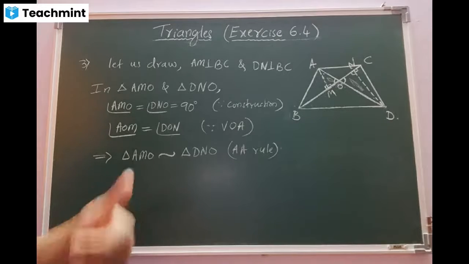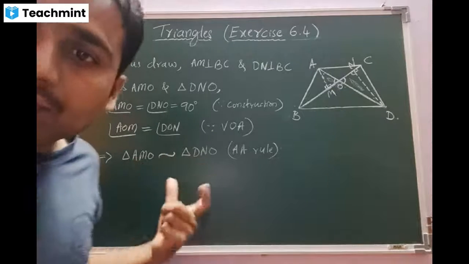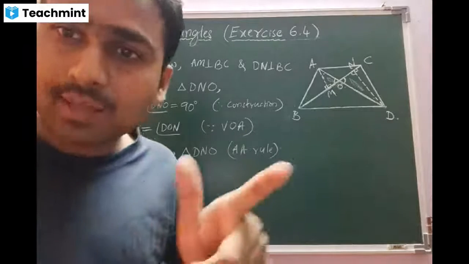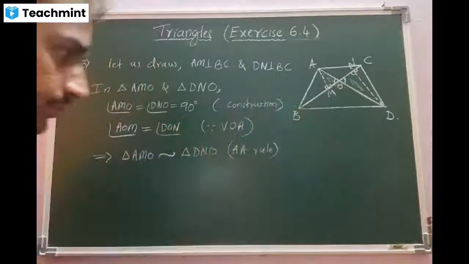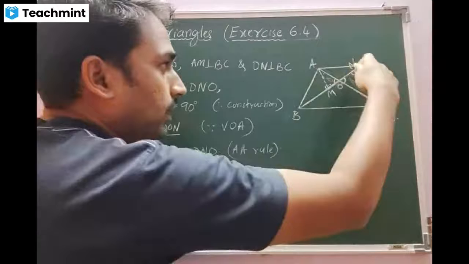Written, sir. Okay, beta. Done. When two triangles are similar, we can apply the definition. The corresponding sides are proportional. Am I right? Yes, sir. So I'll write AM divided by DN.